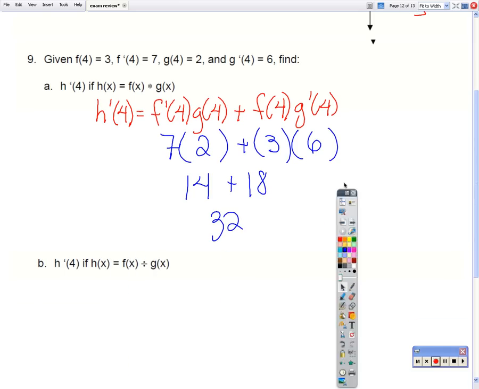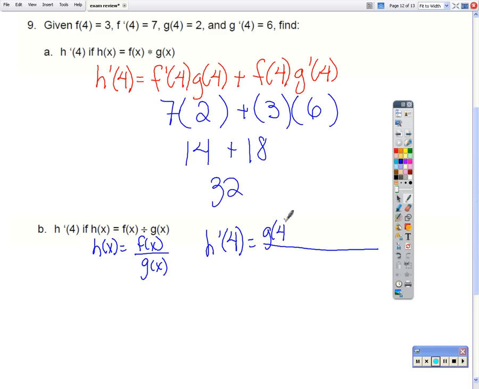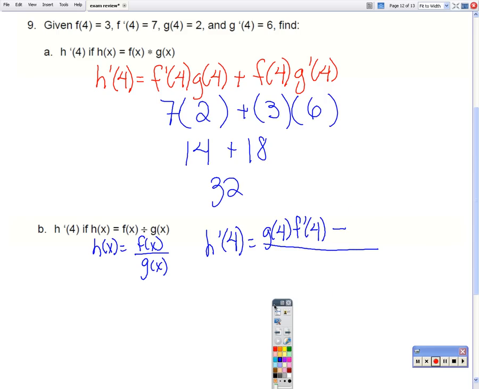Do the same thing for part B, except now we're going to use the quotient rule. So if h of x is f of x divided by g of x, that means h prime of 4 again is g of 4 times the derivative of f of x, so f prime of 4, minus f of 4, g prime of 4, all over g of x, so g of 4 squared.